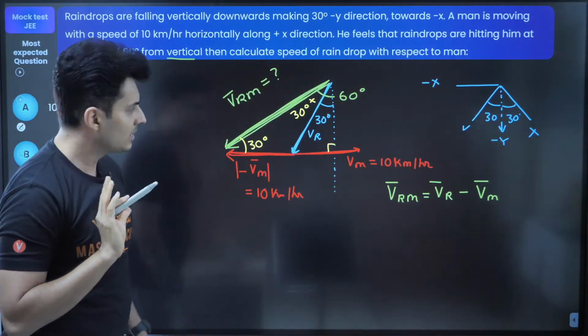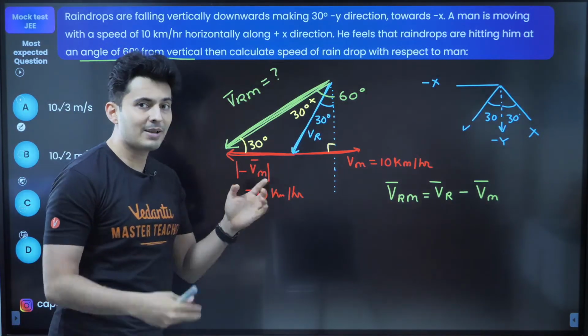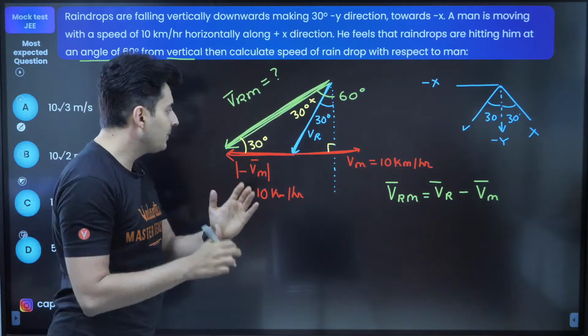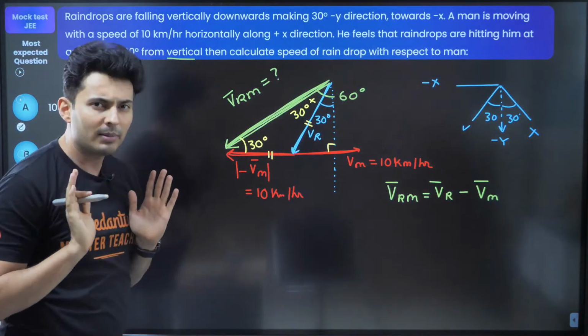Everybody with me on this? Perfect. Now if this is 30, this is 30. This has become an isosceles triangle. That means this side is equal to this side. Everybody with me on this?